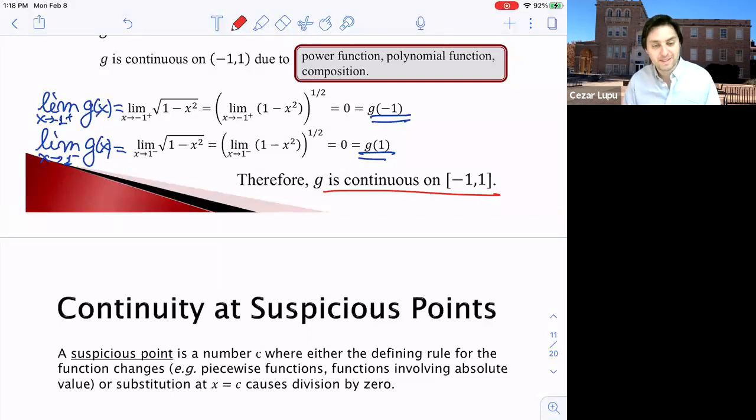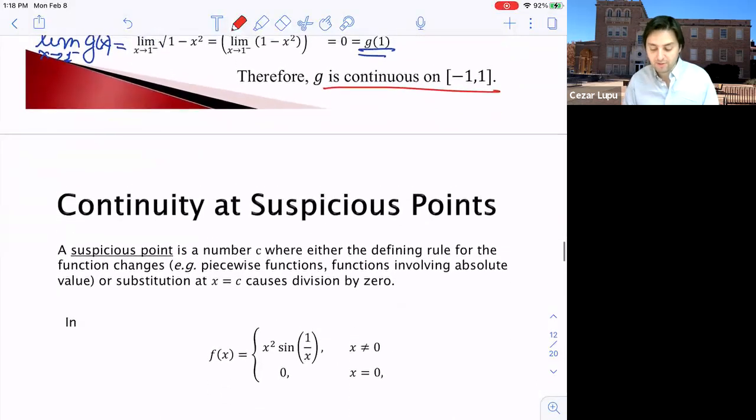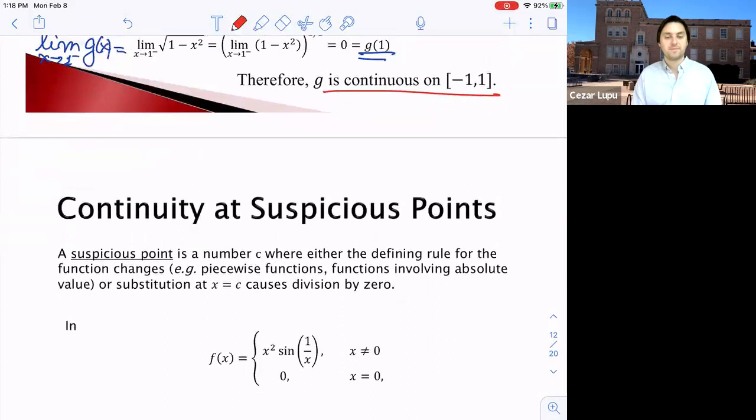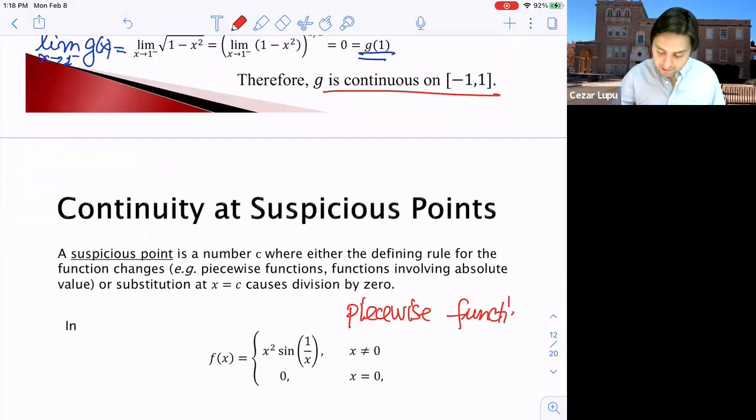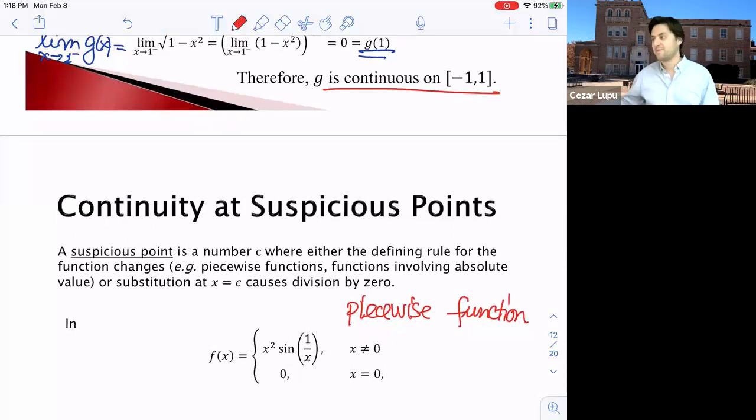And let me just give you the standard prototype for this. You see, this is the function. Look at it. So this is a piecewise function. And I'm not going to say if it's continuous or not. I would like you to answer this question. So what do you think? Do you think this function is continuous or not? So what does your intuition say?